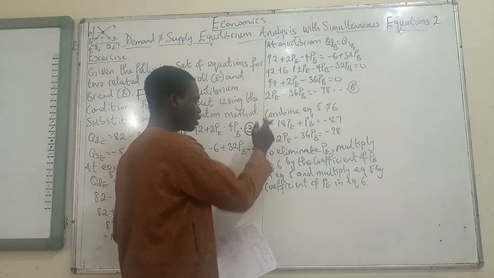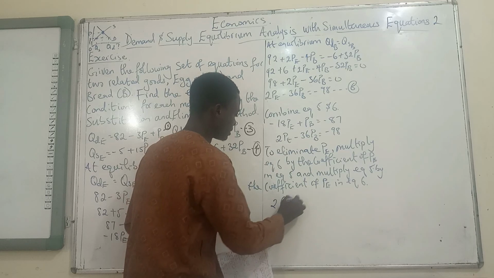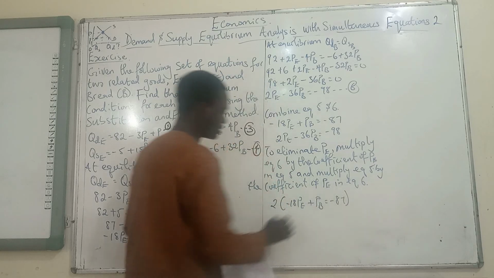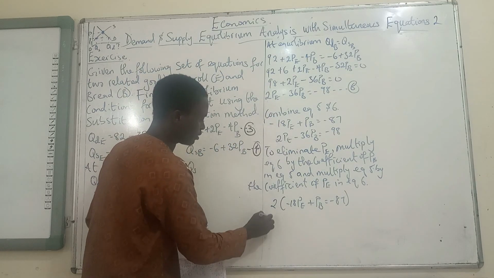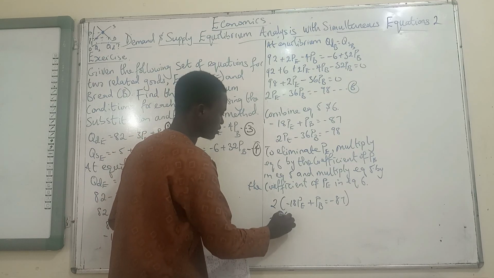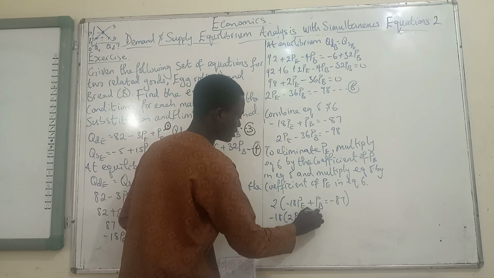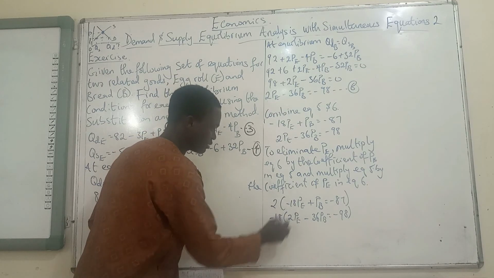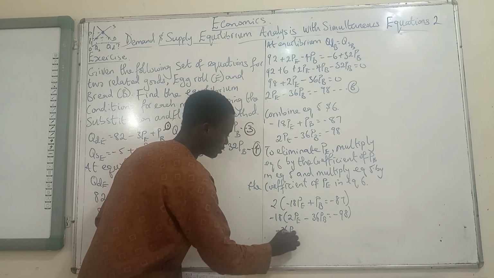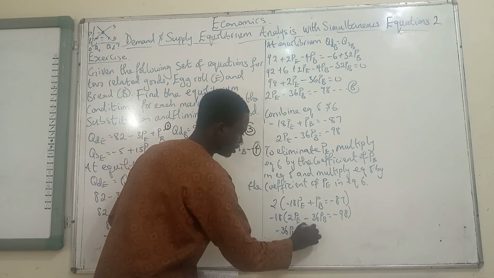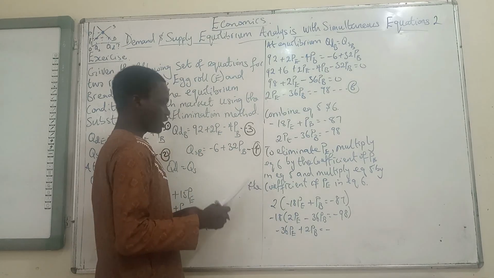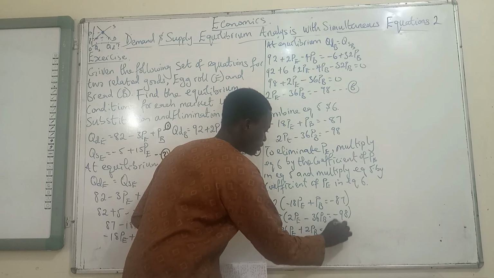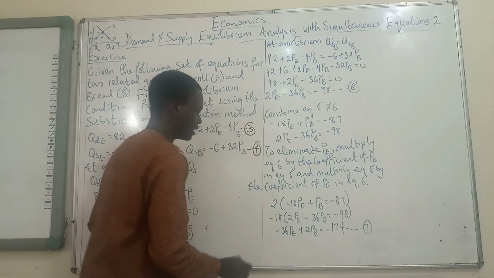Alright. So this becomes 2 into brackets minus 18PE plus PB equals minus 87. Note what I'm doing, everything stays like that. Then here minus 18 multiplies the other one: minus 18 into bracket 2PE minus 36PB equals minus 98. So 2 times minus 18 will give us minus 36PE. 2 times this is going to give us plus 2PB. Then 2 times minus 87 is going to give us minus 174. So this gives us equation 7.